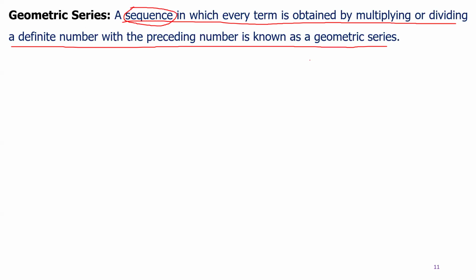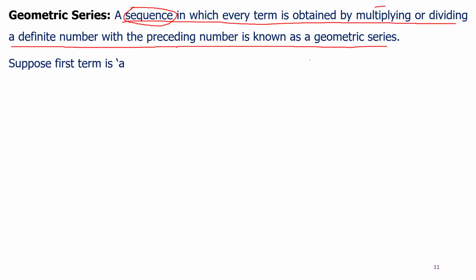What is the difference between series and sequence? The only thing is we have to add all the terms of the sequence. It will convert it to series. In the case of geometric series, we have to multiply or divide a definite number with the preceding number, which is called the common ratio.